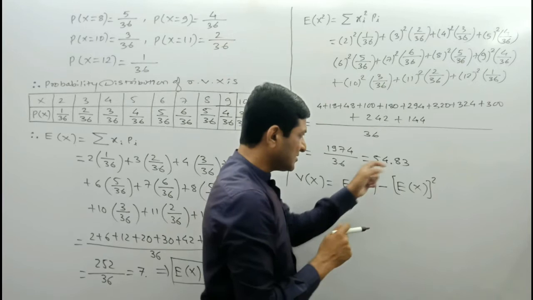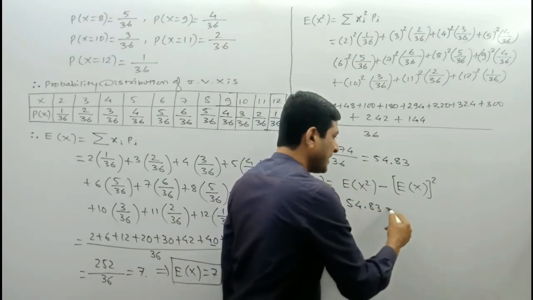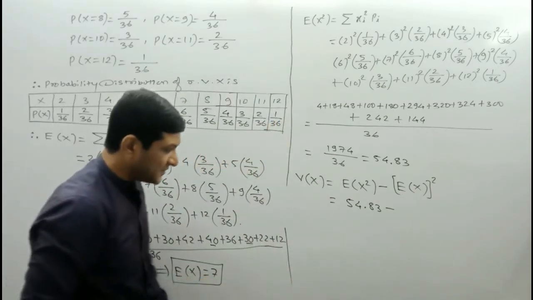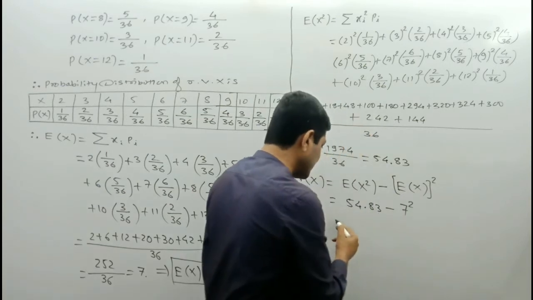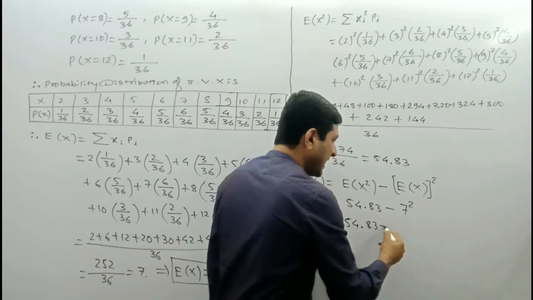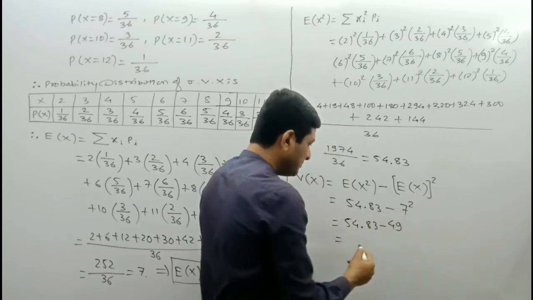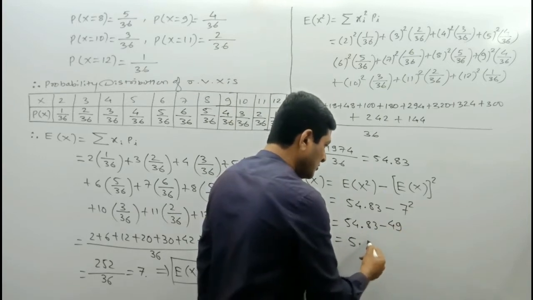E of x square, just now we have got its value, 54.83, minus E of x. I am replacing it by its value. E of x we have got is 7, so here replace E of x by 7, keep this square as it is, which is equal to 54.83 minus the square of 7, which is 49. And 54 minus 49 will be equal to 5.